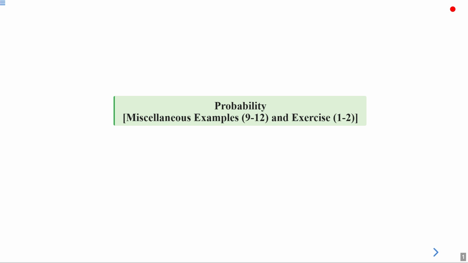So in this lecture, we will discuss miscellaneous examples, example number 9 to 12 and exercise 1 to 2.